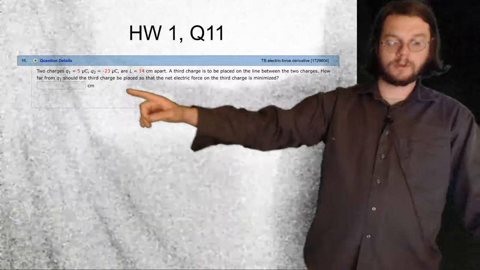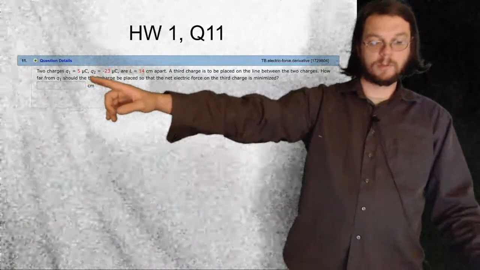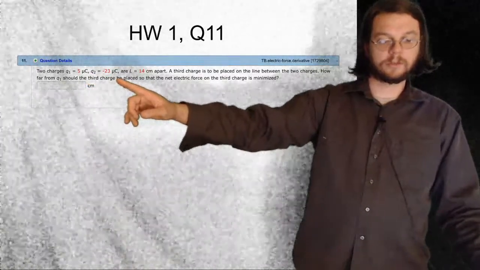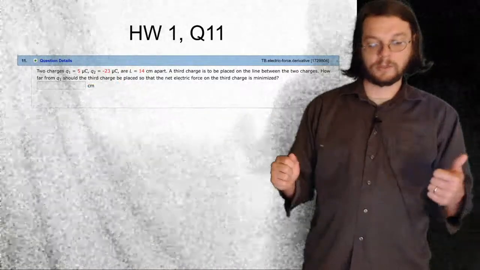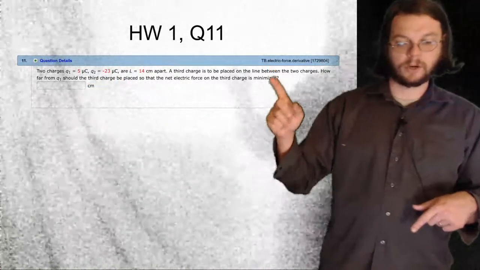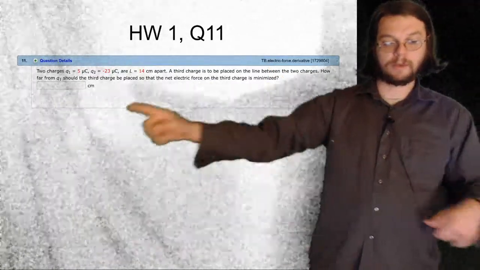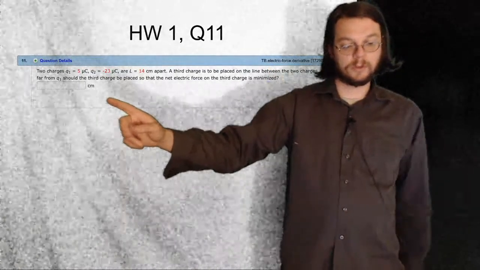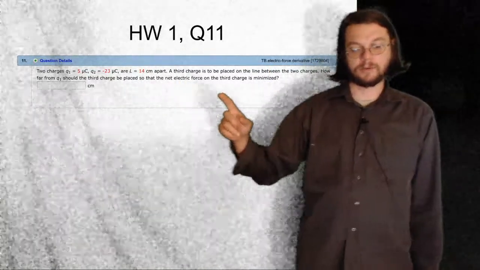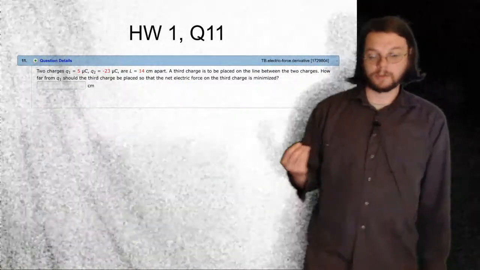Two charges, a small positive charge and a pretty considerable negative charge, are 14 centimeters apart. There's a third charge that is placed on the line between the two charges. How far from Q1 should the third charge be placed so that the net electric force on the third charge is minimized?